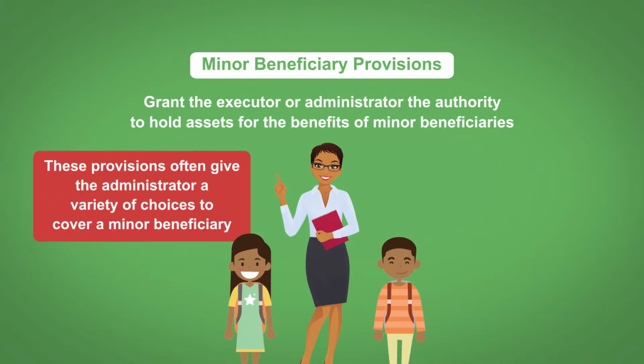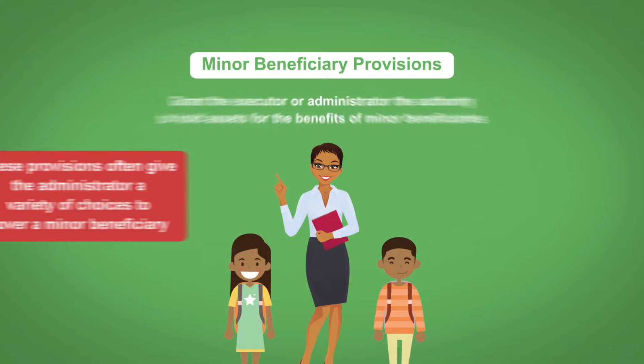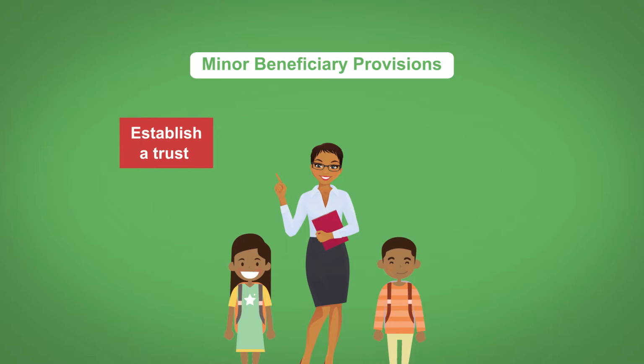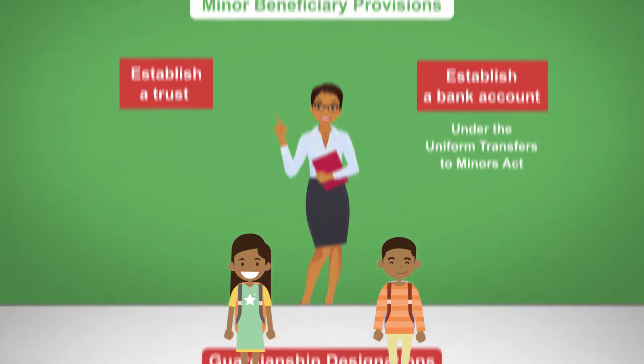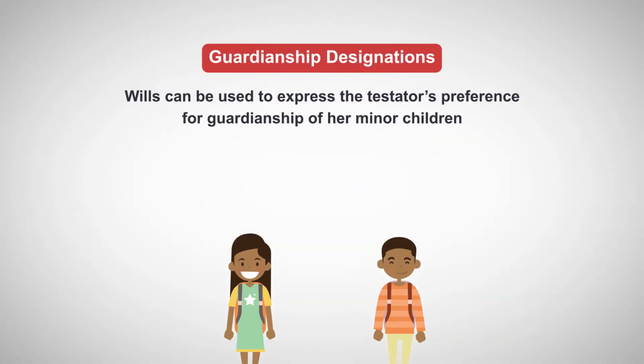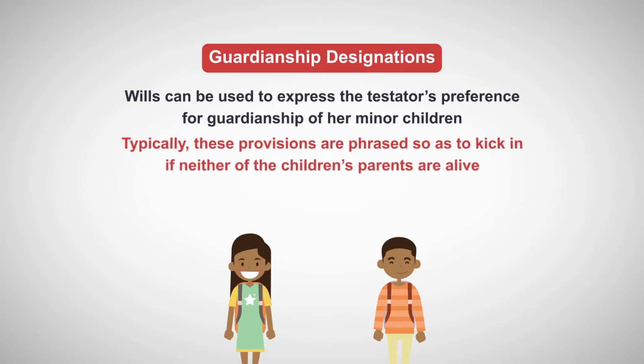These provisions often give the administrator a variety of choices to cover a minor beneficiary. The administrator is given the power to establish a trust for the benefit of the minor, or to establish a bank account under the Uniform Transfers to Minors Act, which behaves similarly to a trust. Finally, wills can be used to express the testator's preference for guardianship of her minor children. Typically, these provisions are phrased so as to kick in if neither of the children's parents are alive.